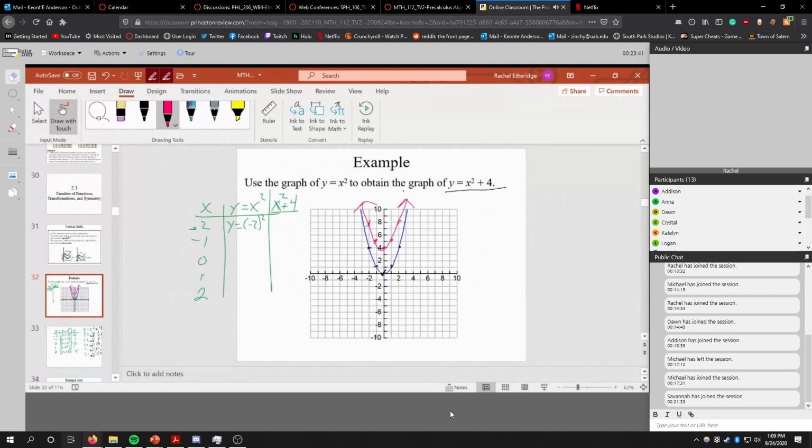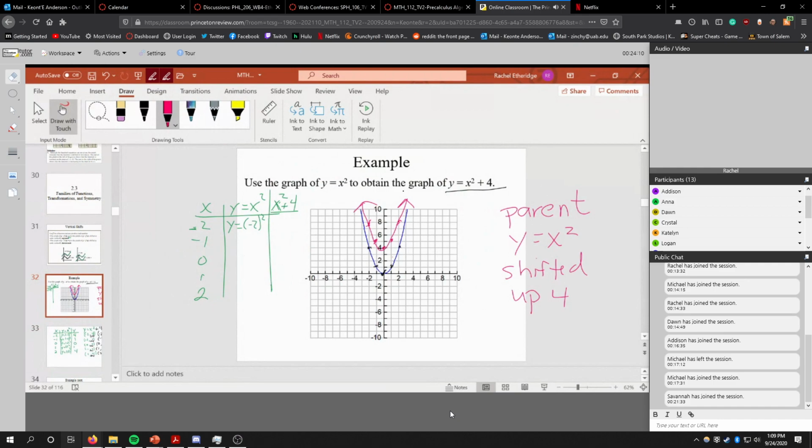So you take a parent graph and then we just shifted everything up because of that plus 4. All the points get shifted up 4. So it's that simple if you have the graph or you can get the graph.